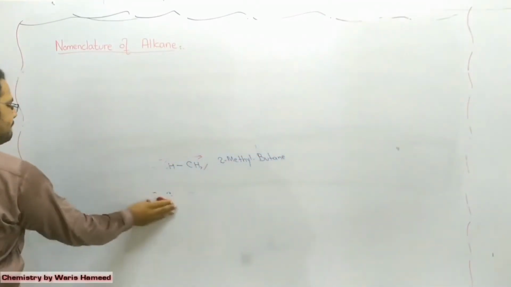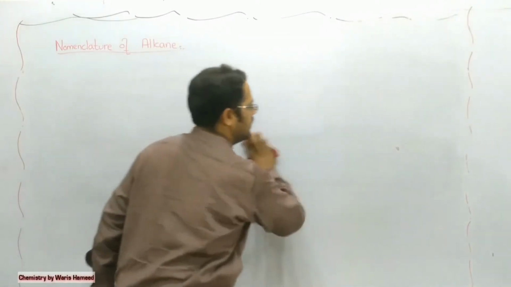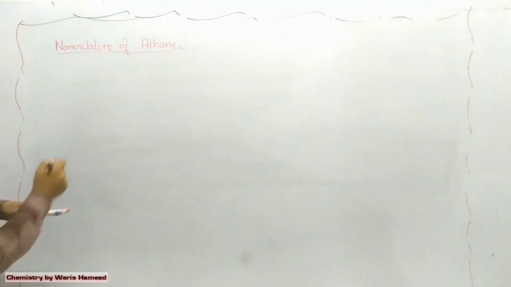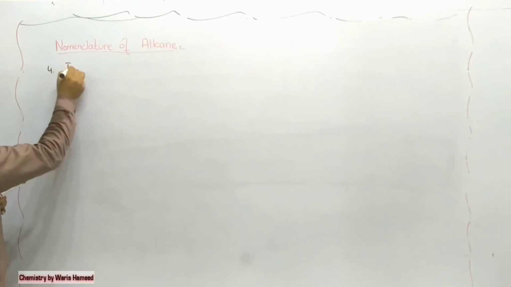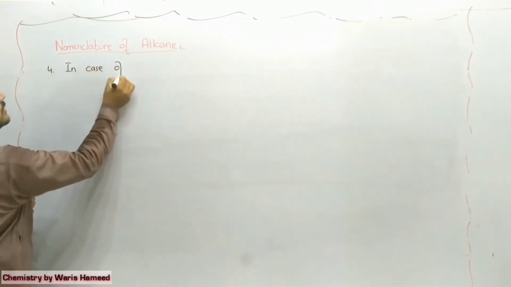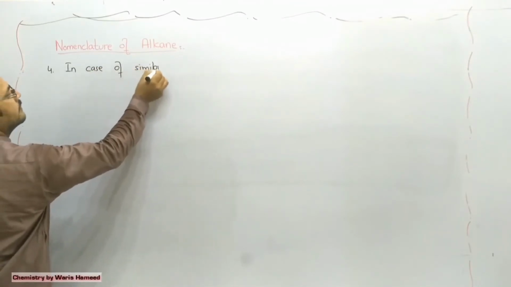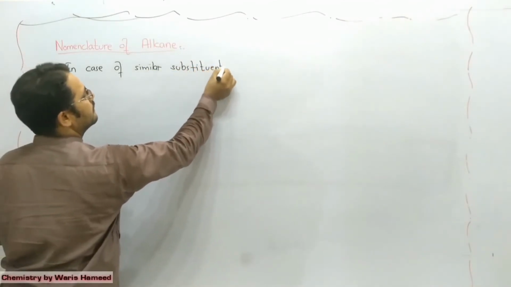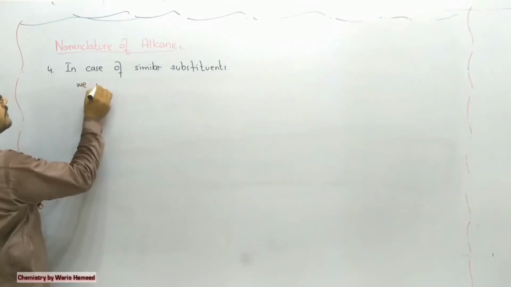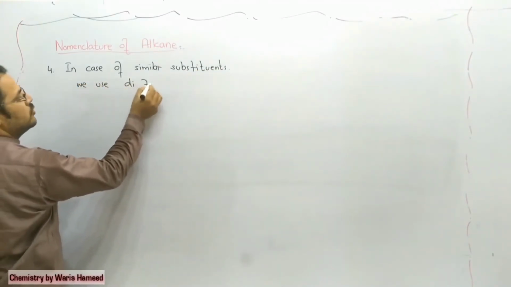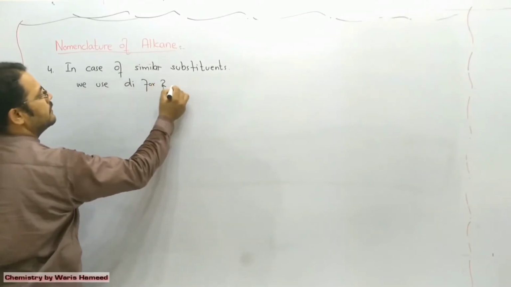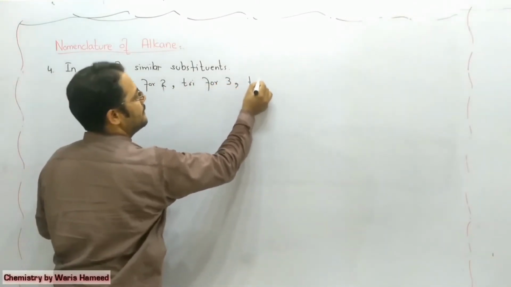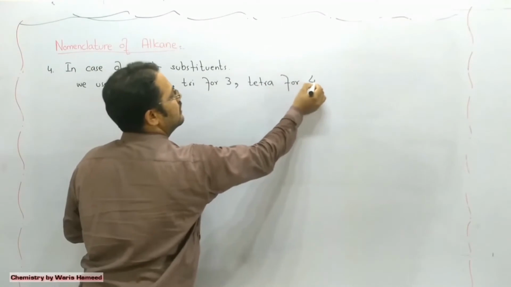In case of the fourth rule about similar substituents, in case of similar substituents, we use di for 2, tri for 3, tetra for 4 and so on.